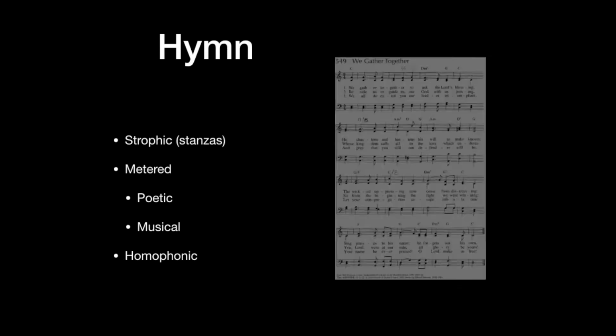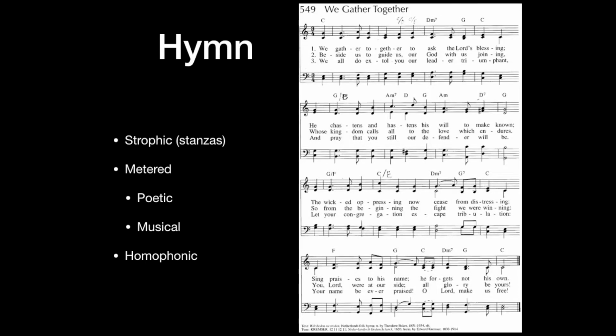So let's talk specifically about hymn. A hymn has these different features, and we're going to use "We Gather Together" as an example of a hymn because it will serve us very well. So a hymn is done strophically, meaning there are different stanzas. And in this example, you can see there are 3 strophes or stanzas. It's also metered. So not only is it metered poetically, but it's also metered musically.